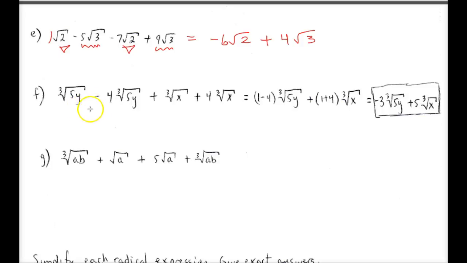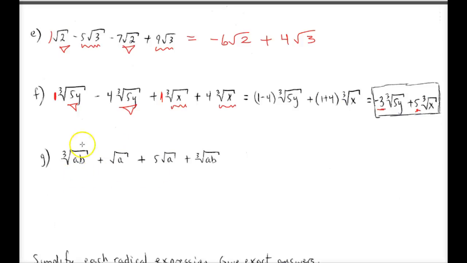Similarly, for example F, we see that we have cube root of 5y minus 4 times cube root of 5y. These are two like terms, understood 1 right here. And these are two like terms, understood 1 right there as well. So we say 1 minus 4, which ends up being a negative 3 cube root of 5y. And we say 1 plus 4, which is equal to 5 times cube root of x.